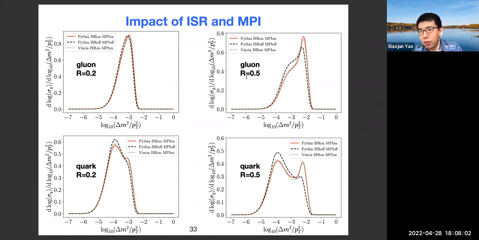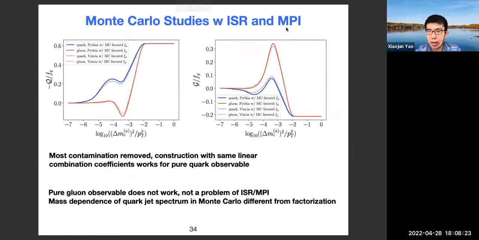While in the large jet radius case, you see the dashed black line and the red curve differ a lot, differ significantly here and also here. So this demonstrates our ability to tame the ISR and MPI effects using a smaller jet radius. And now I will show you the results with the ISR and MPI effects turned on. Here, we show you both the PYTHIA and the VINCIA results. Now you see these two are similar.